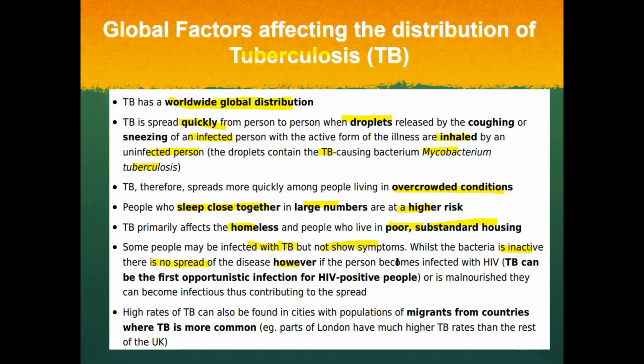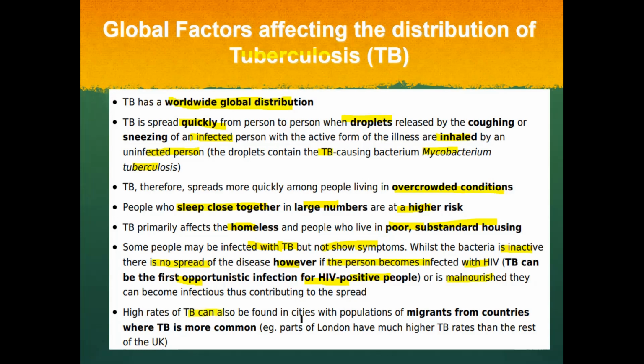However, if the person becomes infected with HIV, in that case TB can be the first opportunistic infection for HIV positive people, right? So the bacteria is inactive, okay? But if the same person contracts HIV, the first opportunistic disease will be TB, and the bacteria will become active now. Definitely people who are malnourished have very high chances of this.